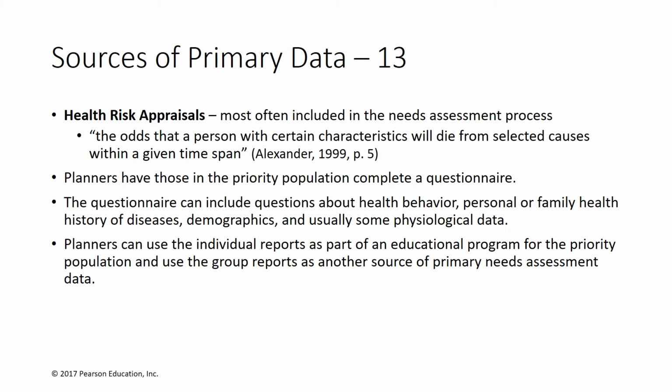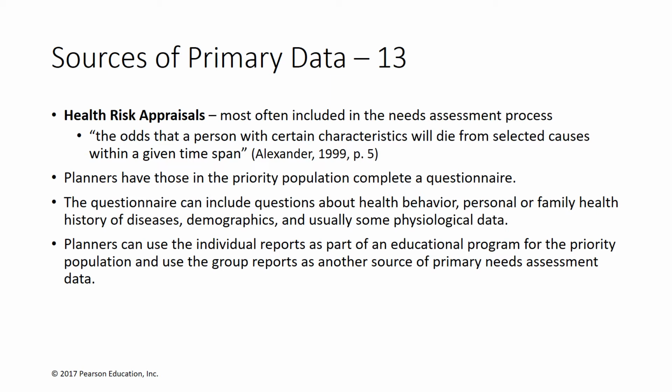Okay, so back to the health risk appraisal. Again, planners have those in the priority population complete the questionnaire, so it's a self-assessment. Typical questions you see on these HRAs may ask whether you engage in certain health behaviors. It could be, are you physically active? Do you smoke? Do you consume alcohol? It may ask about personal or family health history. Do you have certain conditions? Anyone in your immediate family have those conditions? You're trying to see if there's a genetic link or something else.